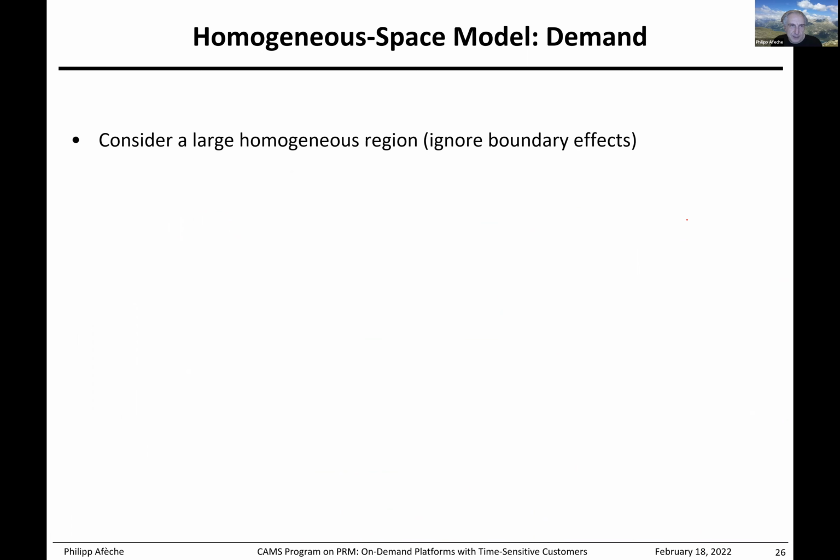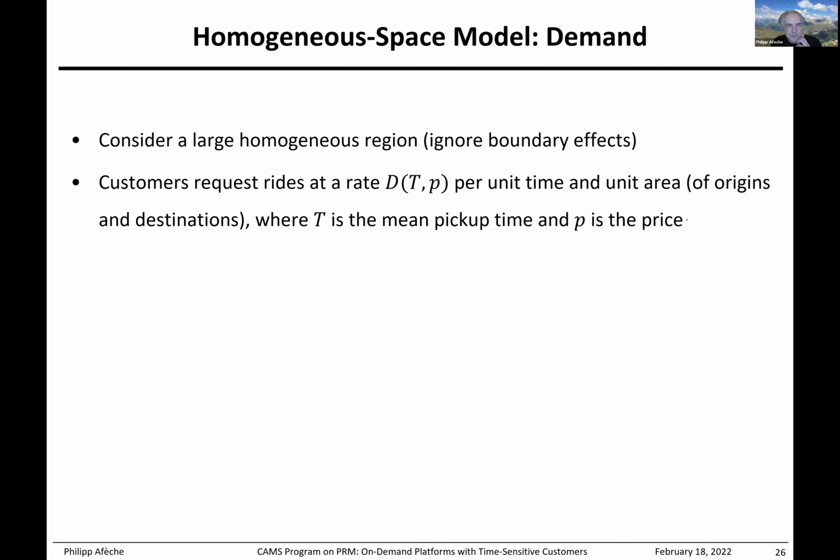That's fairly simple here. Consider a large homogeneous region. Customers request rides at a rate of d(t, p) per unit time and unit area. Think of things that are totally uniformly homogeneous over space. If you pick any origin destination pair, it has the same rate of demand for that origin destination pair. So if you were to aggregate these origin destination pair rates at any point in this space, you would see that there's a balance between average inflows of arrivals of terminated trips and average outflows.